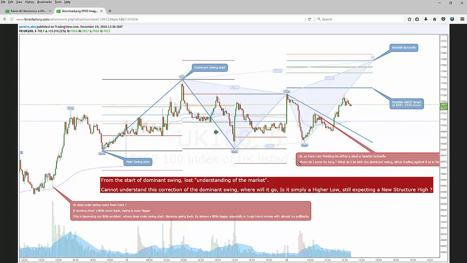Okay, so now let's see here. Here I am thinking it's either an ABCD or bearish butterfly. Where do I enter for long? What do I do with the dominant swing, either trading against it or in favor? I would imagine that's what it says there.